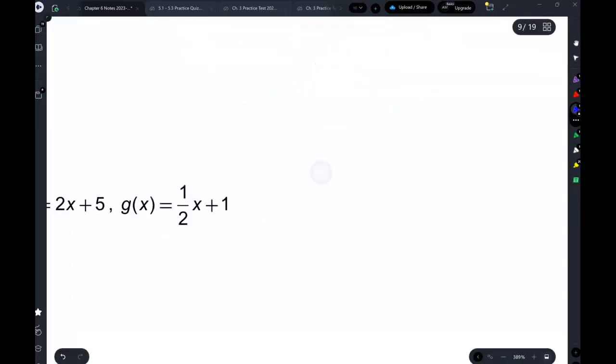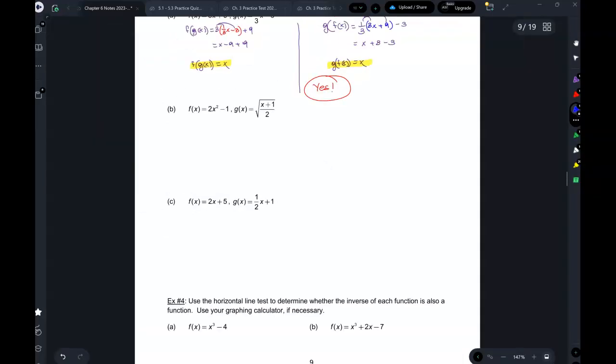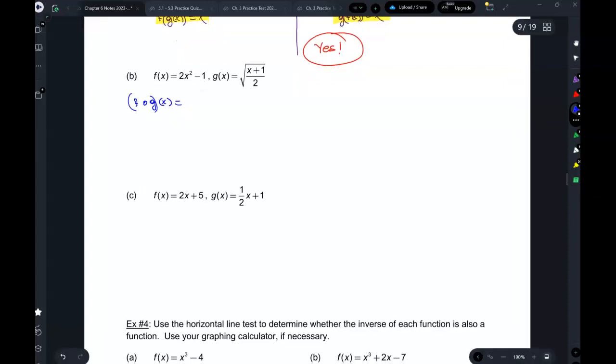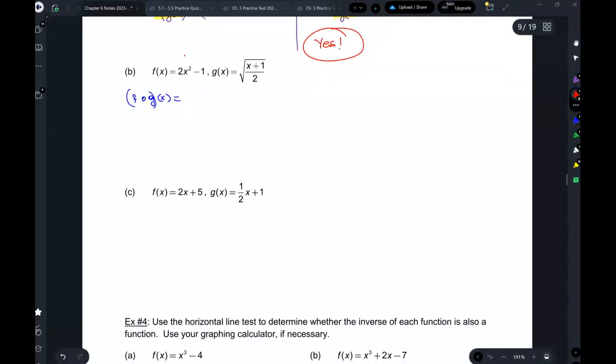F of g of x. And you know what? Just for fun, I'm going to use the other notation this time. So I'm going to put g into here. So let's do that. It looks bad, but it's not bad. So don't judge a book by its cover, guys. Come on, this is math. We got to have faith in the math. If the math tells you something, who are we to question it?